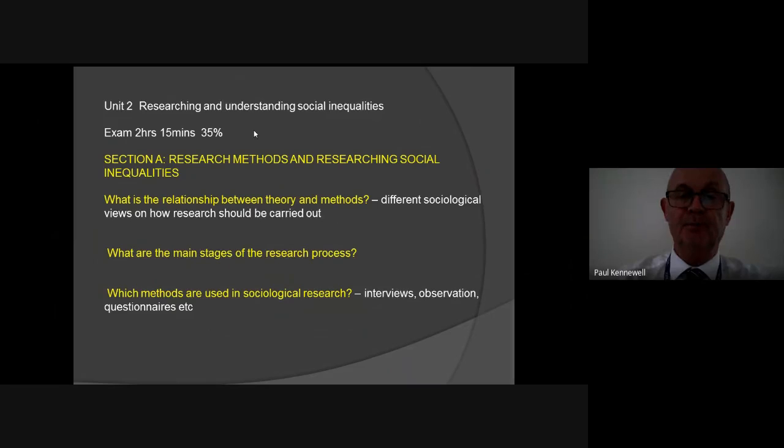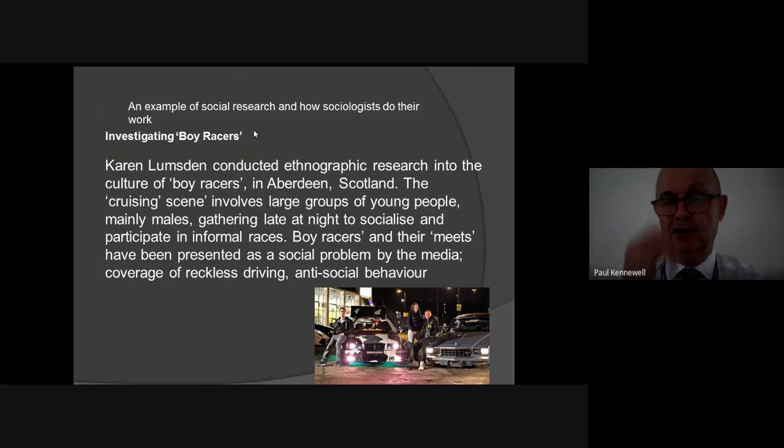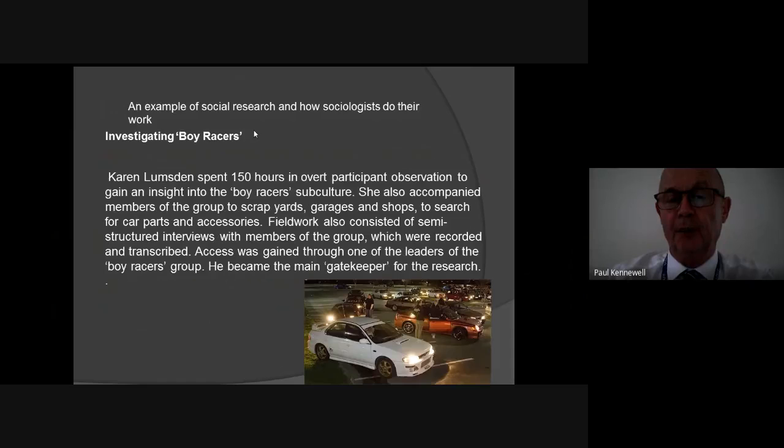To give you an example, this is a study done by a girl called Karen Lumsden, who's now a professor at university. She did this as PhD research. She was looking at young people in the boy racer scene in Aberdeen, and to do that, she joined the group to see what life was like within that boy racer culture. She spent quite a bit of time there looking at how that subculture operated, and she also took part in many of their activities.